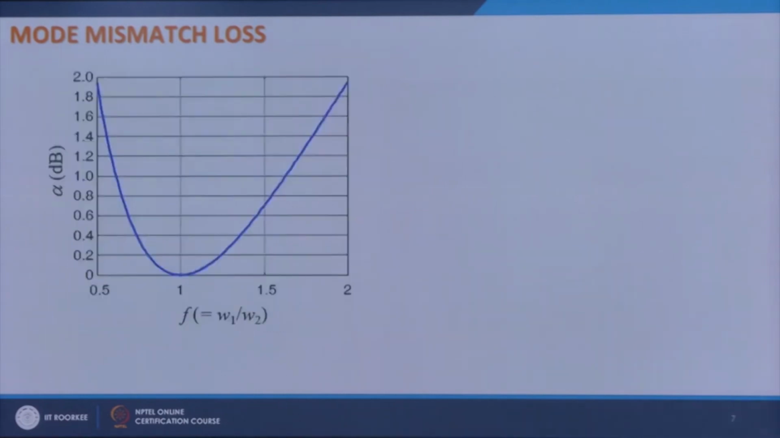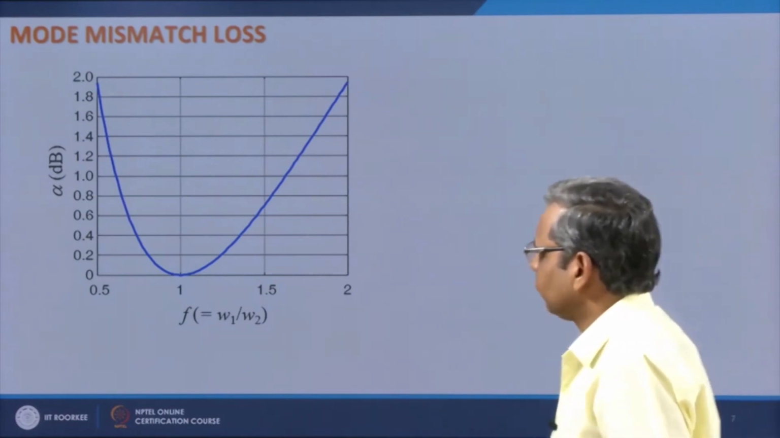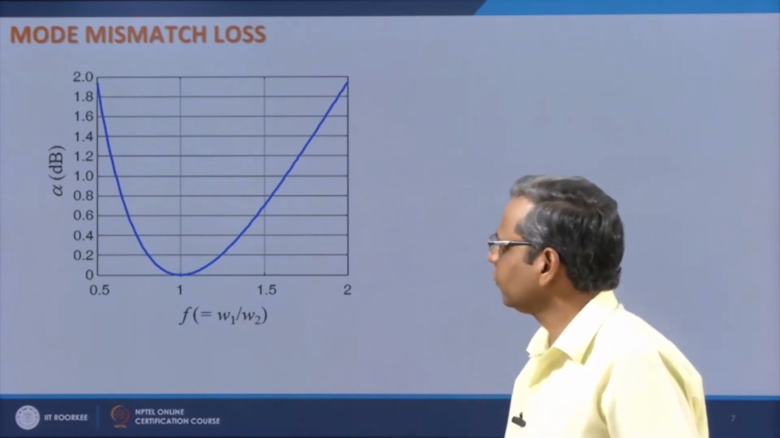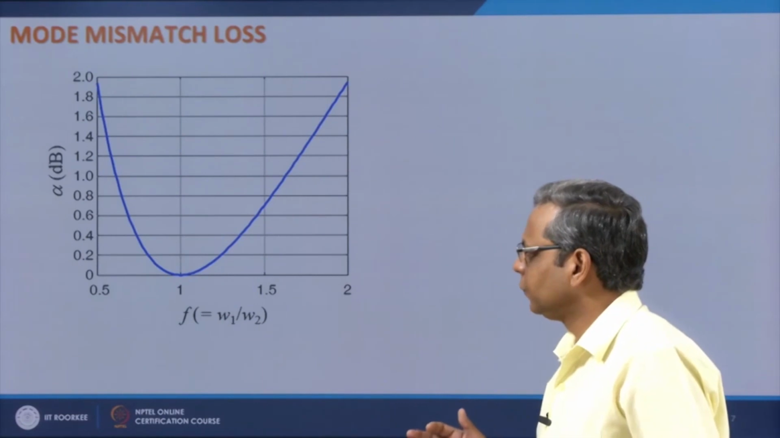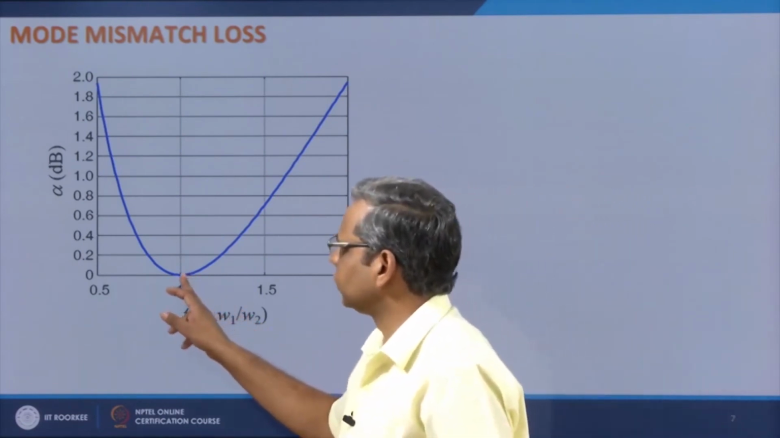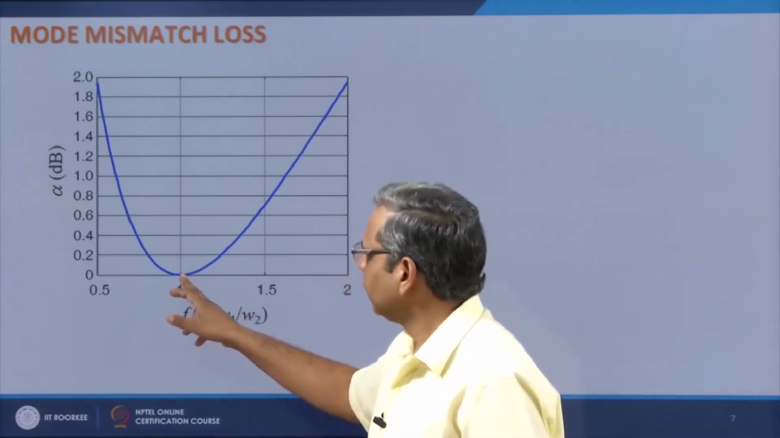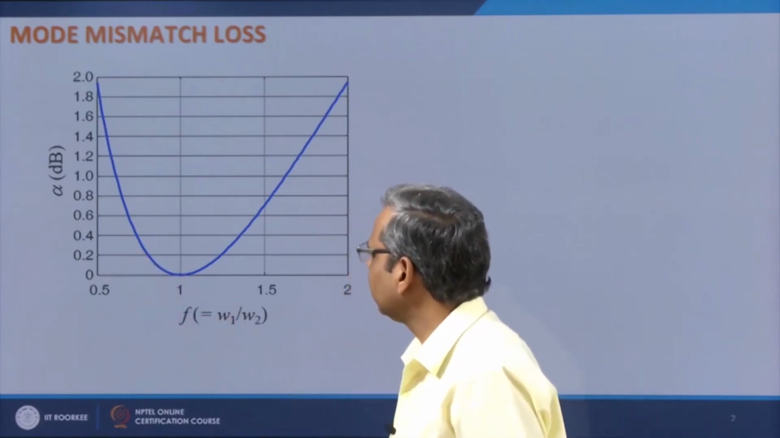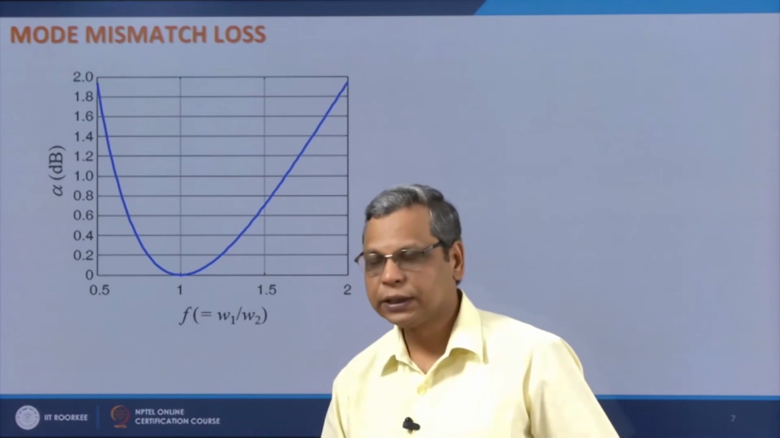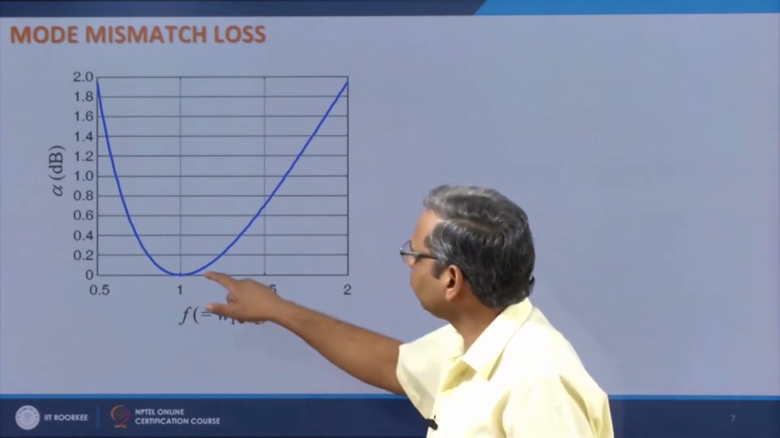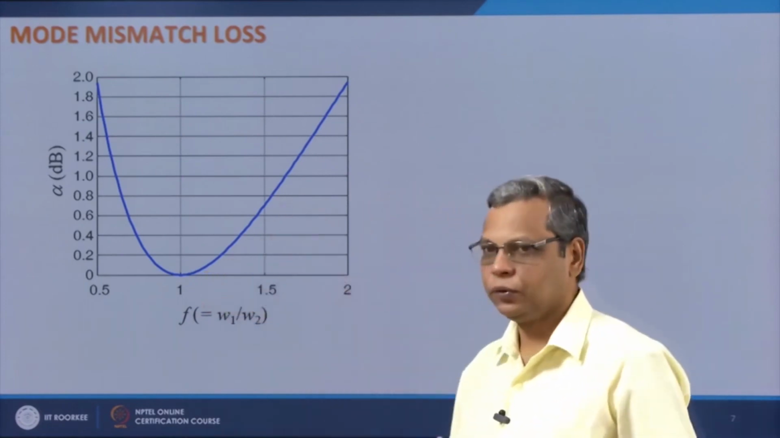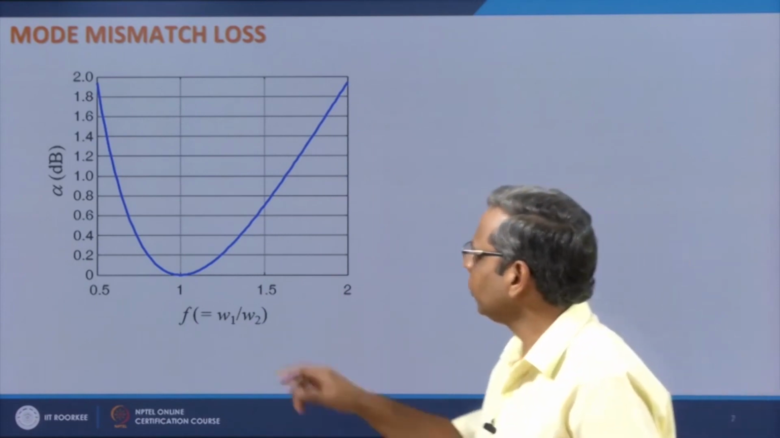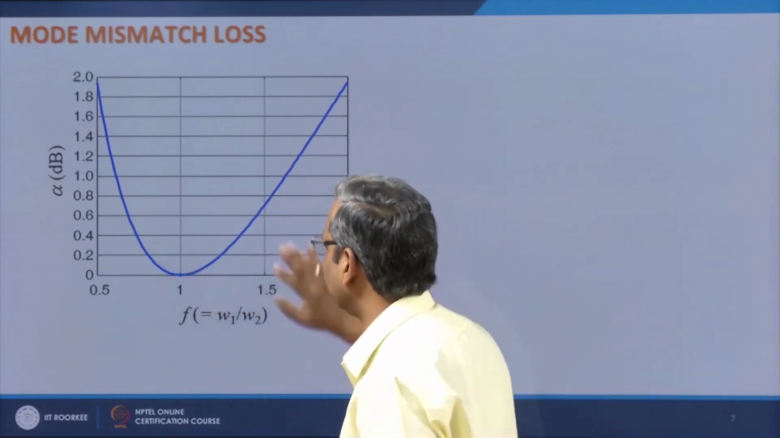Now, let me plot this mode mismatch loss as a function of W1 over W2. Then I can see that if W1 is equal to W2, then there is no loss, loss is 0 dB. But if W1 over W2 is smaller than 1, that is W2 is larger, or if it is greater than 1, that is W1 is larger, in both the cases I will have mode mismatch loss.